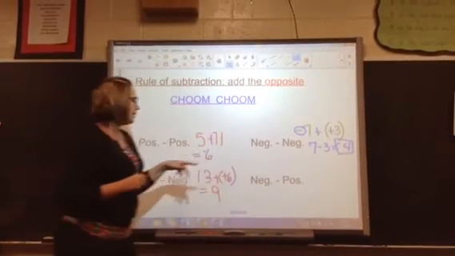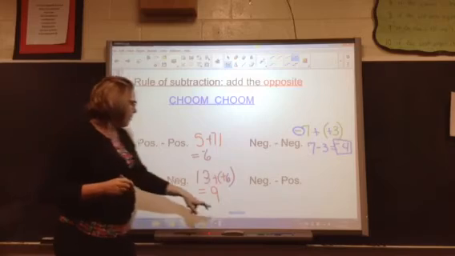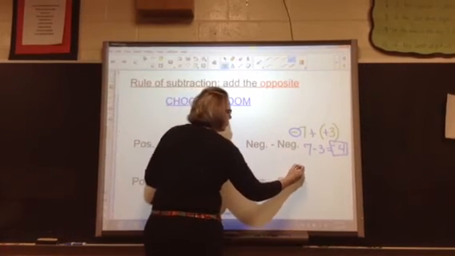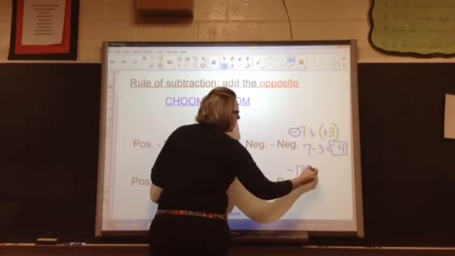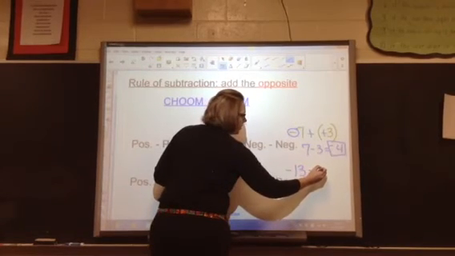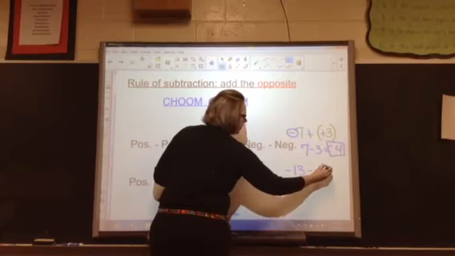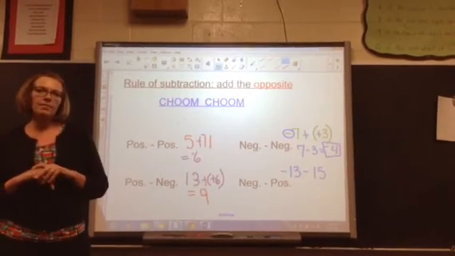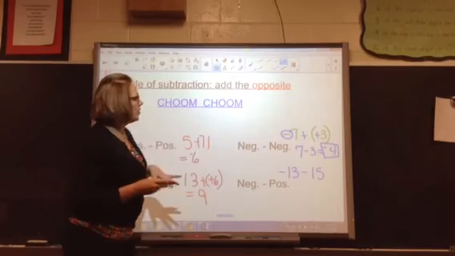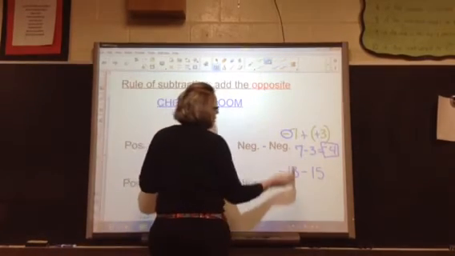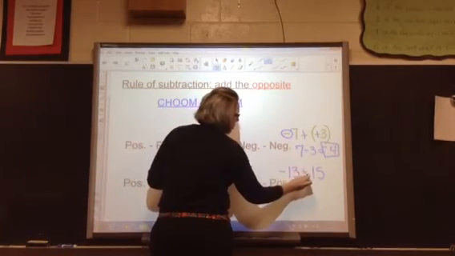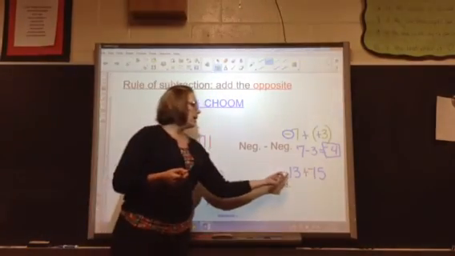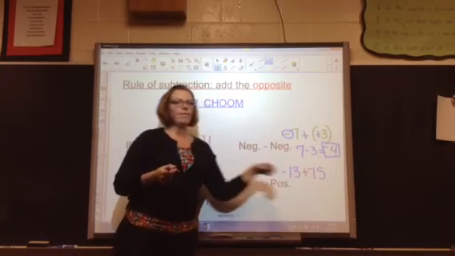Okay? Last example, we'll do a negative and a positive. Try negative 13 minus a positive 15. Negative 13 minus a positive 15. Again, I'm going to change the subtraction to addition, and add the opposite. So now I have a negative 13 plus a negative 15.